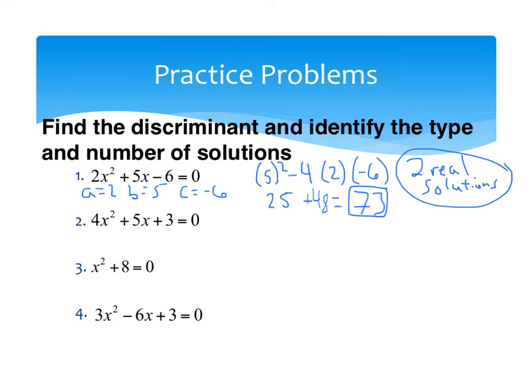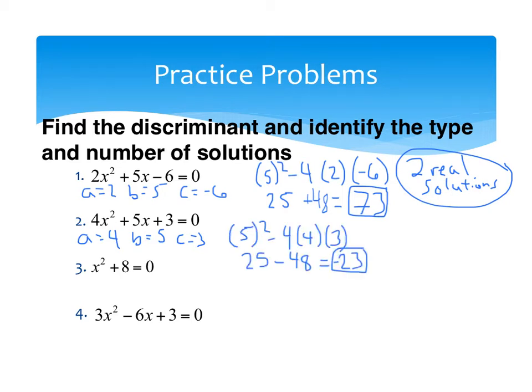All right, why don't you try the next one on your own? Hit play when you're ready to see the work. There we have my A, B, and C. Let's plug it into the formula now. So this time I end up getting -23 for my answer. Well, it's a negative number. It's less than 0, so I'm going to have 2 imaginary solutions.